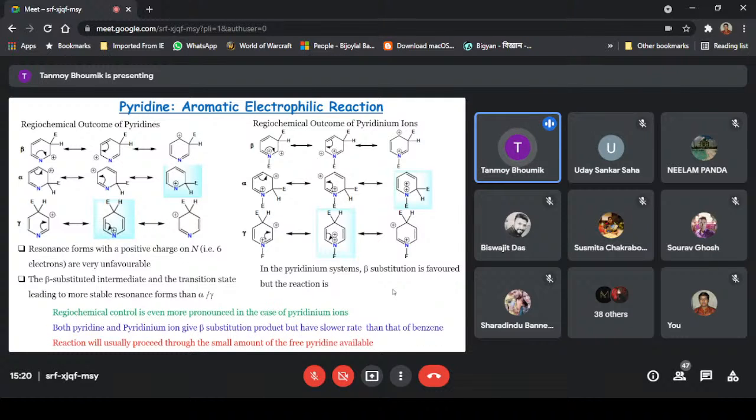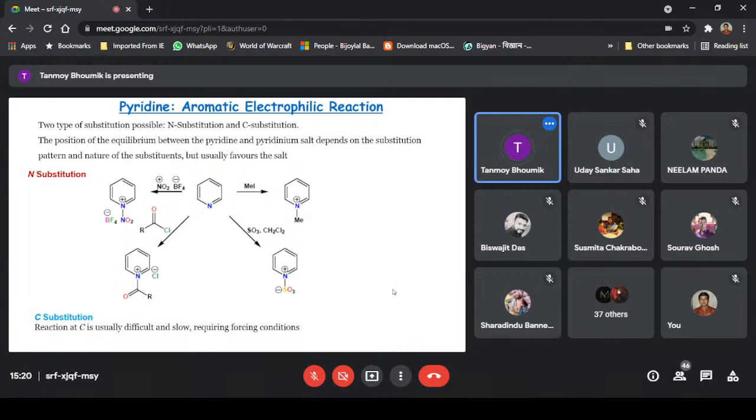So here is the regiochemical control of this reaction. Both pyridine and pyrimidine give the beta substitution product, but at a slower rate than benzene. Reactions usually proceed through a small amount of the reactive species.